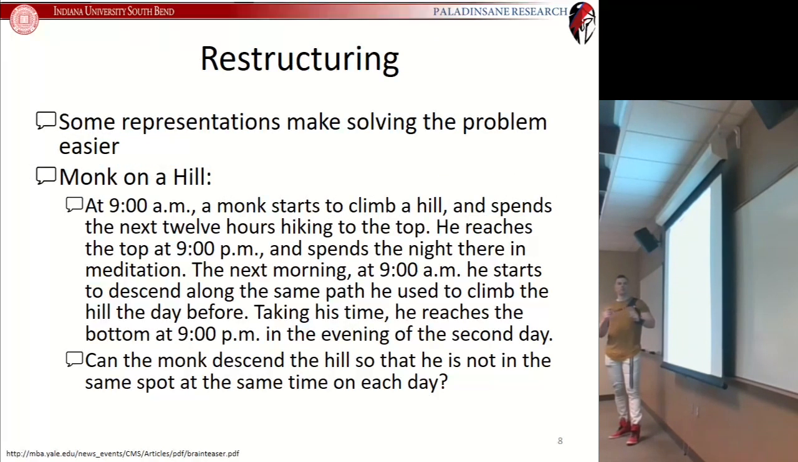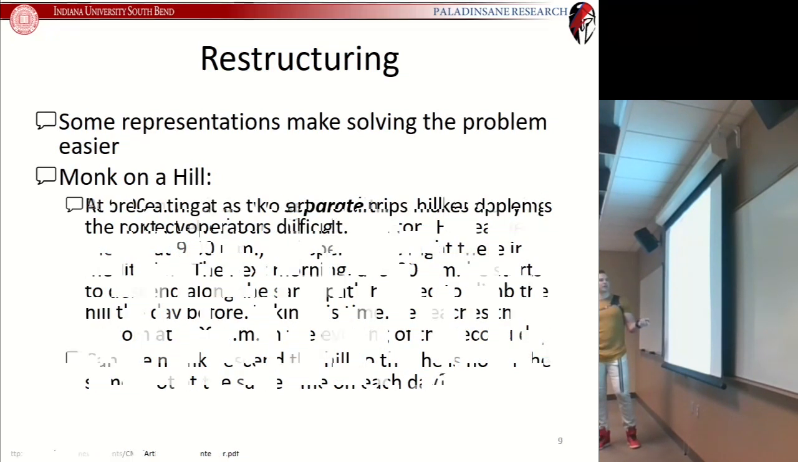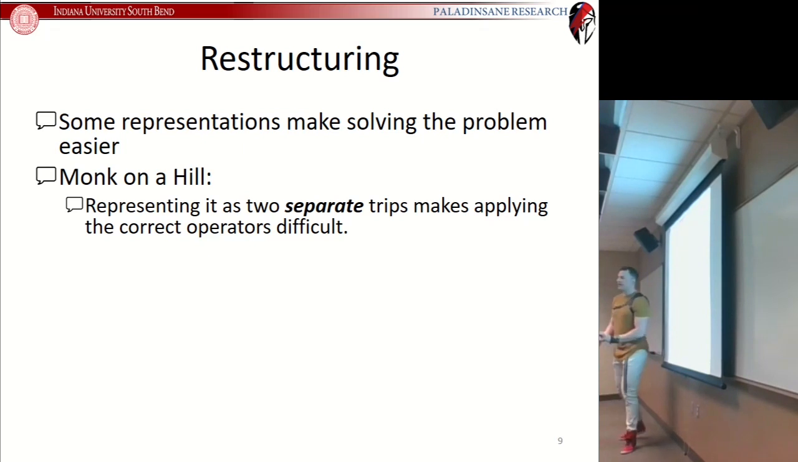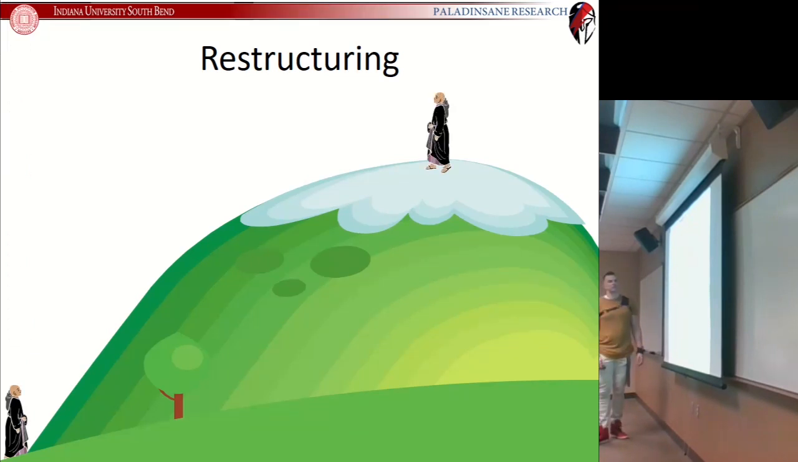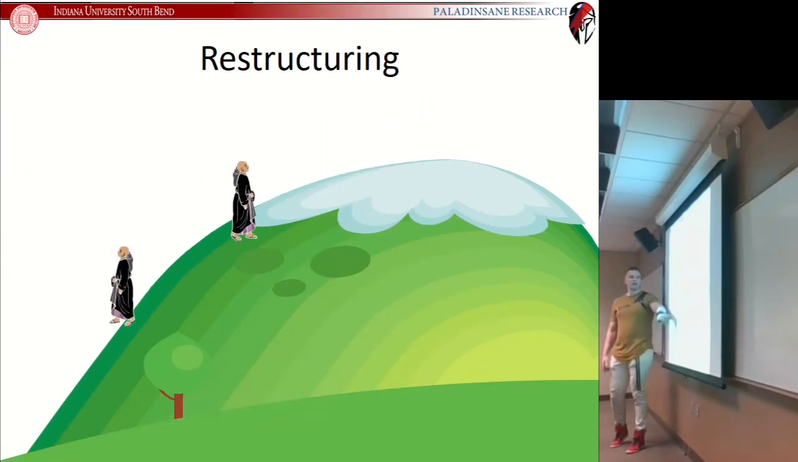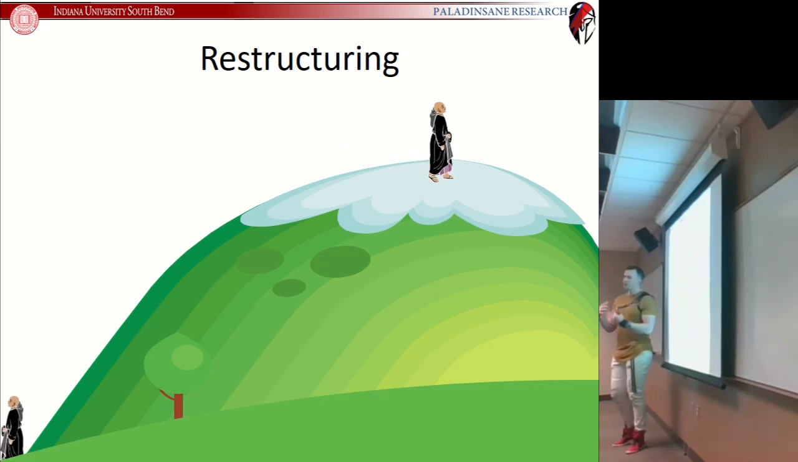And then the last example was the monk on a hill problem, where a monk begins at the bottom of the hill at 9 a.m., ends at the top of the hill at 9 p.m. The next day starts at the top of the hill at 9 a.m., ends at the bottom of the hill at 9 p.m. Is there a way for that monk not to be at the same position at the same time on both days? And again, if you represent it, as most people often do, as two separate trips, very difficult to solve. But if you represent it as two overlapping trips, then it makes it much easier to see that at some point he will have to cross with himself. He'll be at the same point at the same time, regardless of his path, his timeline up and down the hill.